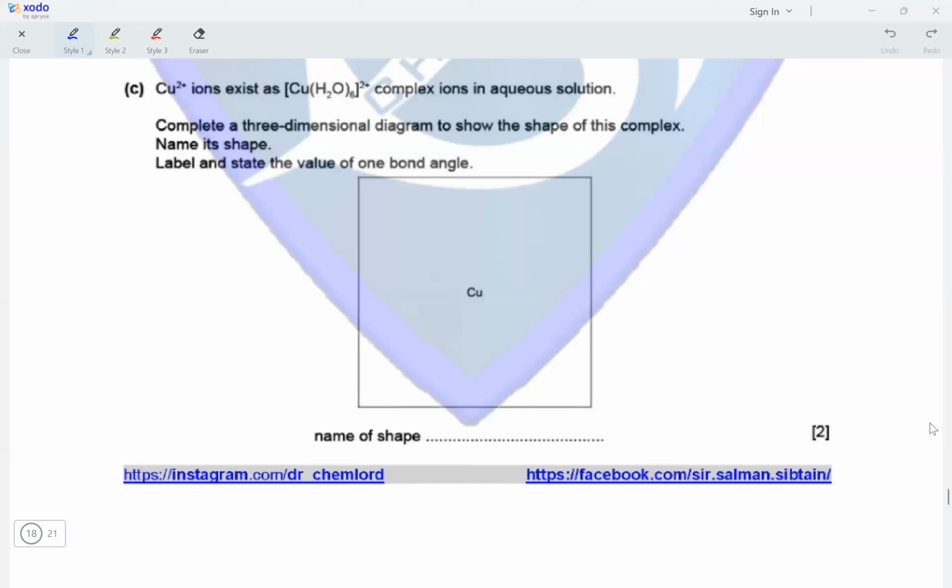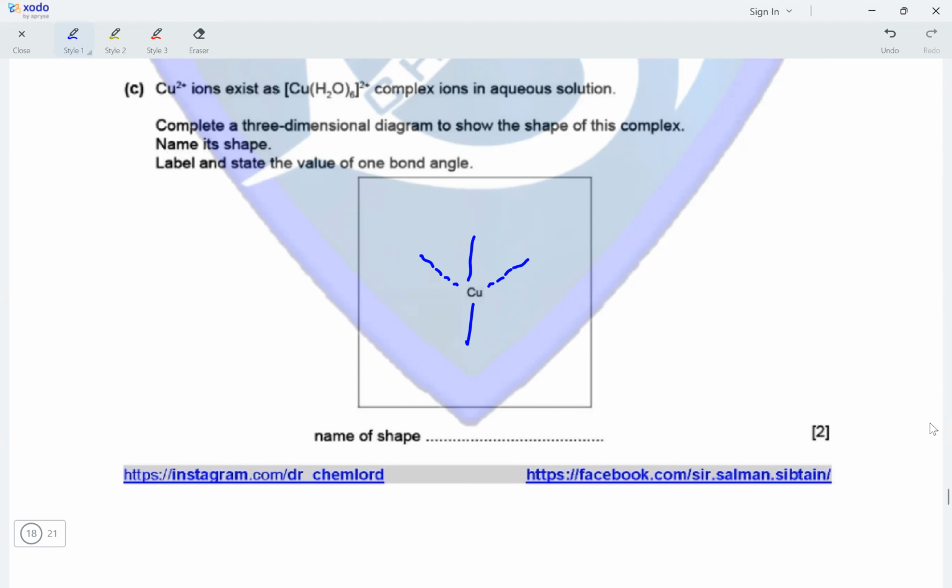Cu2+ ions exist as [Cu(H2O)6]2+ complex ions in aqueous solution. Complete a three-dimensional diagram to show the shape of this complex. Name its shape, label and state the value of one bond angle. Okay, so the shape would be octahedral.